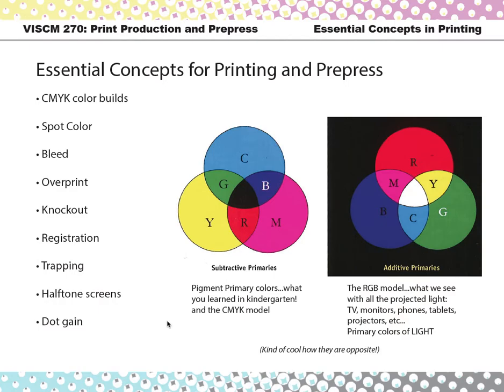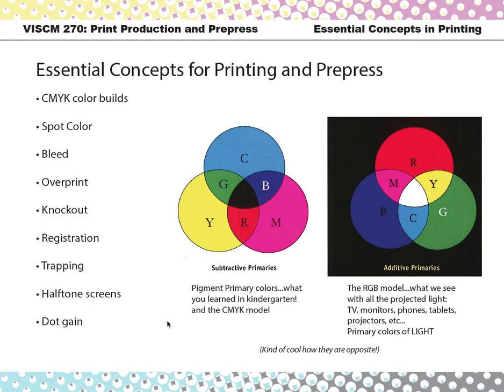So your phone, your computer monitor, your laptop, a projector, a digital camera, anything that emits light will use this model to create colors. And the way that works is that when you add color wavelengths from the red, green, and blue wavelengths together, you create more colors and you build up to white when you add them all together.